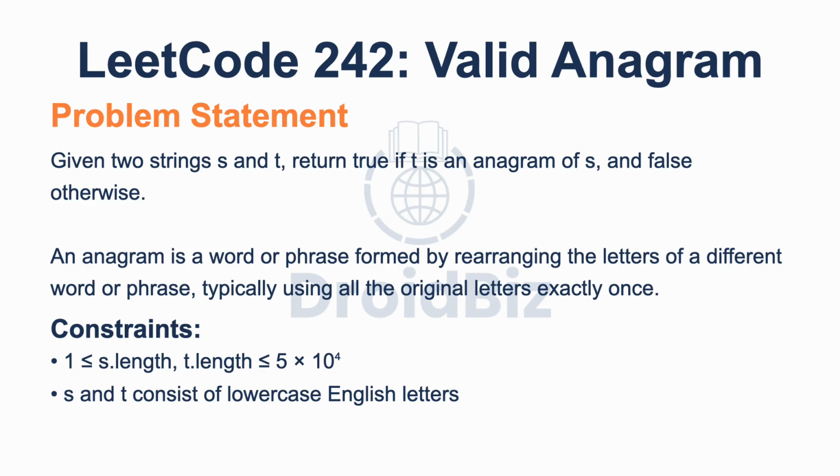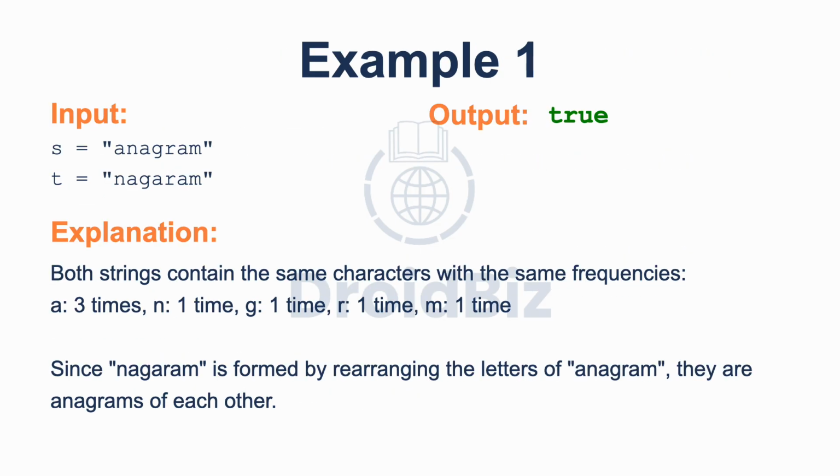The length of both strings S and T can be between 1 and 5 times 10 to the power of 4. Both strings consist of lowercase English letters only. These constraints tell us that our solution needs to handle strings up to 50,000 characters long. Keep this in mind as we develop our approach. Let's look at our first example to understand this problem better.